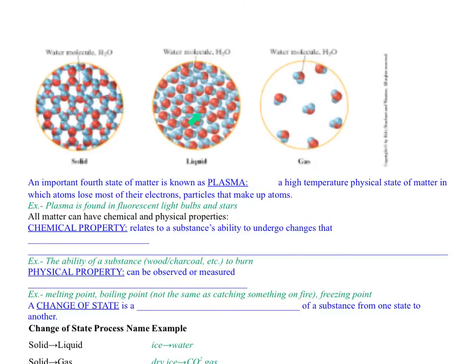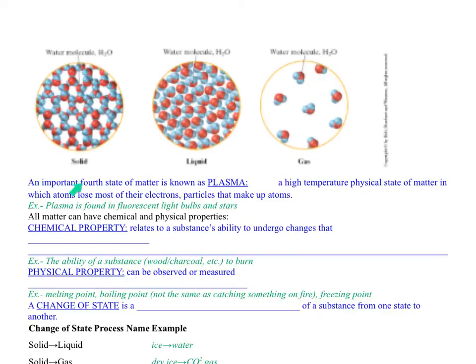So if you think about it, ice, you can't really see anything moving around. It's not flowing. And liquid water, you can see definitely is flowing. And then gas, vapors, you will see moving as well.